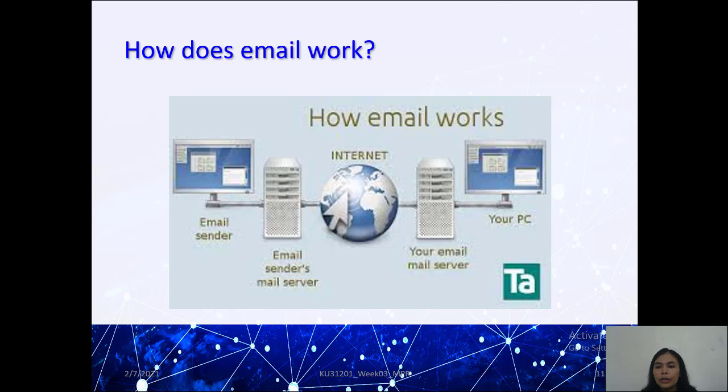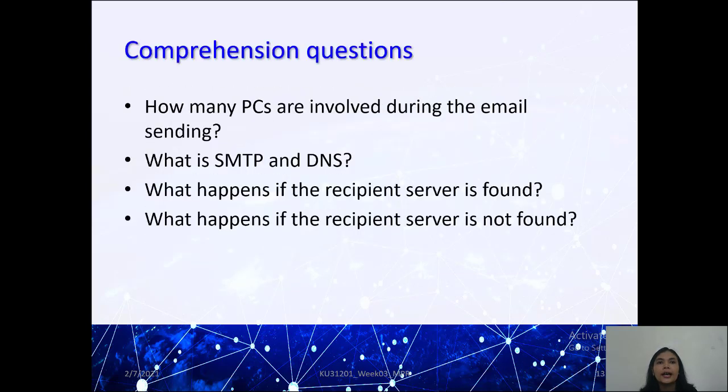So before we go to the exercise, I want you to check your understanding of the text. There are four questions that are given here as comprehension questions. Okay, so the first one, how many pieces are involved during the email sending, and then what are SMTP and DNS, and then what happens if the recipient server is found, and what happens if the recipient server is not found. Okay, so answer these questions, and then we will check the answers in our practicum session later.